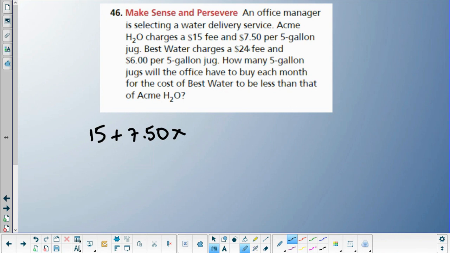Okay, and then our second company is Best Water. They charge $24 and $6 per 5-gallon jug. So in this case, be careful that 5 is not a part of the problem. It's just how big the jugs are. All right, so how many 5-gallon jugs will the office have to buy each month for the cost of Best Water to be less than Acme H2O? So remember, the left side is Acme H2O, and the right one is Best Water. We want Best Water to be less than Acme. Okay, so we set it up as an inequality.